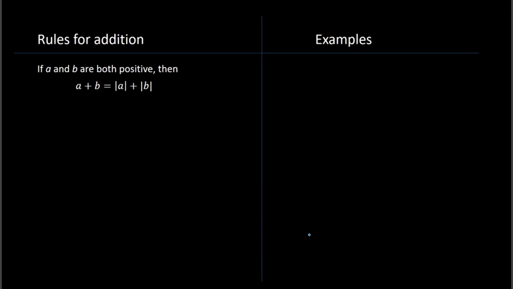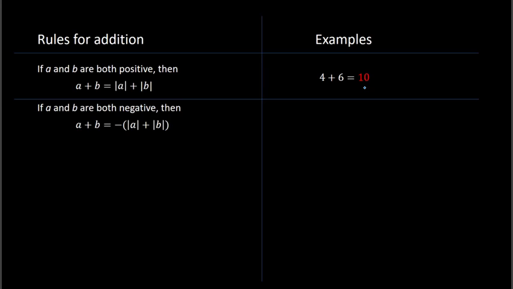We begin with if A and B are both positive. So if the two numbers are positive, what you do is you simply add the absolute values of those numbers together. So for example, if you had 4 plus 6, you just take the 4 and the 6, add them together to get 10. Alright, so that's the most basic of examples.